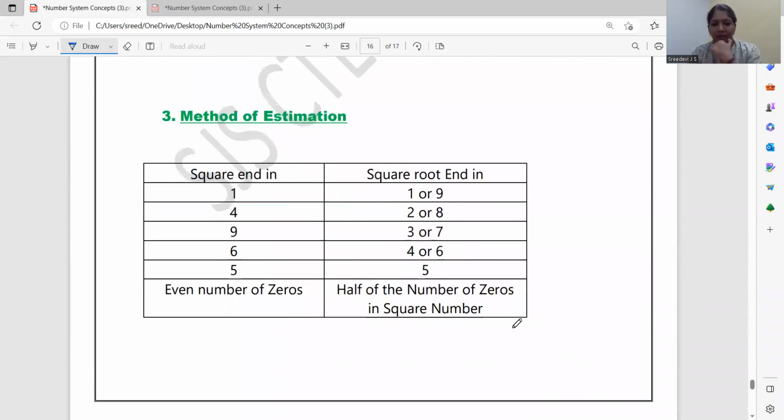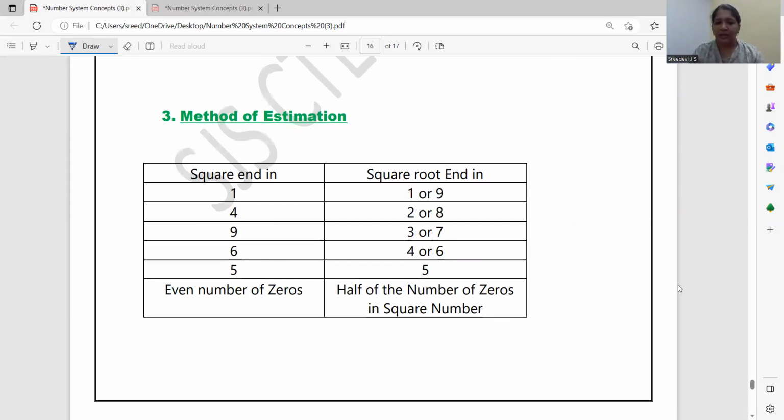Now, next is the method of estimation. Before learning this method of estimation, we should be aware of this: whenever a square number ends in 1, the square root will end in either 1 or 9. Whenever a square number ends in 4, the square root will end in 2 or 8.